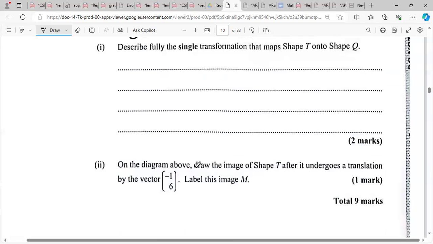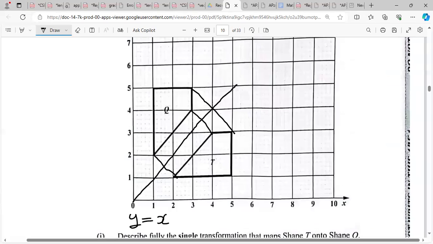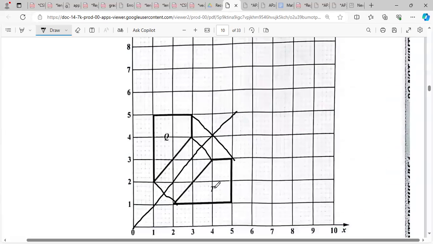So on the diagram above, the image of the shape T undergoes a translation by the vector (-1, 6). Label this image M. So for translation we just add the coordinates. This point, move over 1 to the left, and then +6, so we go up 6: 1, 2, 3, 4, 5, 6.